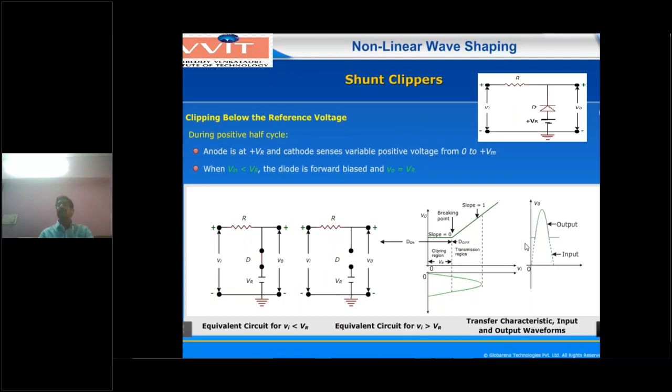Here you have to indicate the reference voltage VR. This is the peak value. This is the clipping below the reference voltage. The diode will be in reverse bias connection, with positive reference.